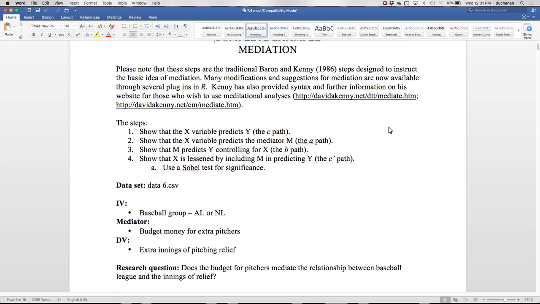So we're trying to show that the relationship from X to Y happens, but when we throw M in the equation, it changes. So it's X, Y. The last two steps go together. It's the same regression analysis. So there's one analysis for 3 and 4, but I need B, the mediator, to predict Y, M to predict Y. So if I have different budgets, that will allow me to have different amounts of pitching relief. Right? We have more money, we can hire more pitchers. Or whatever they do with all their money.